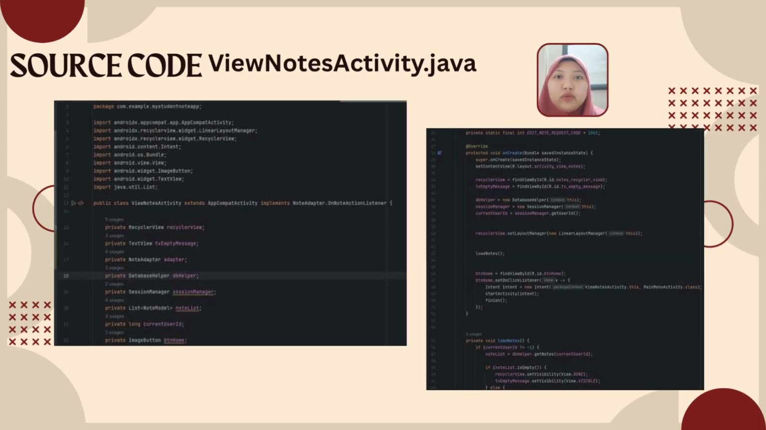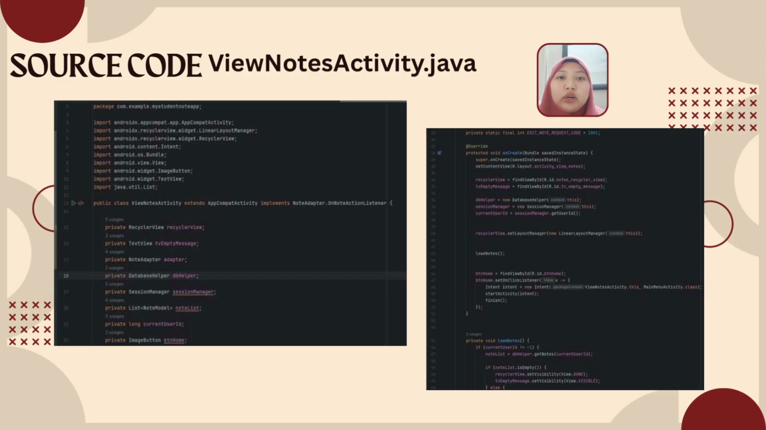Now let's dive into the ViewNotesActivity.java source code, which brings the design to life. This activity extends AppCompatActivity, which is standard for an Android screen. Looking at the variable declarations on the left, we see the essential components: a RecyclerView to hold our notes, and a TextView called emptyMessage to handle that "no notes yet" state we just discussed. Crucially, we initialize our helper classes: DatabaseHelper for fetching and managing data, and NoteAdapter to bridge the note data with the RecyclerView.